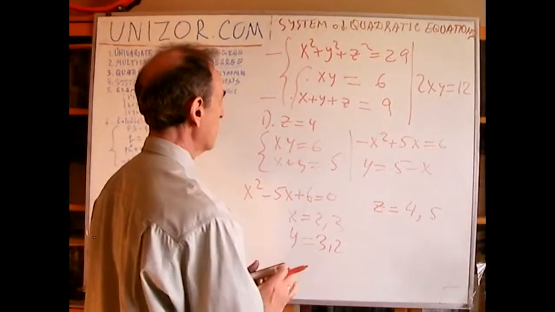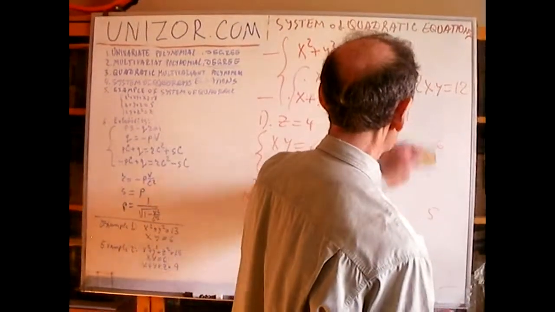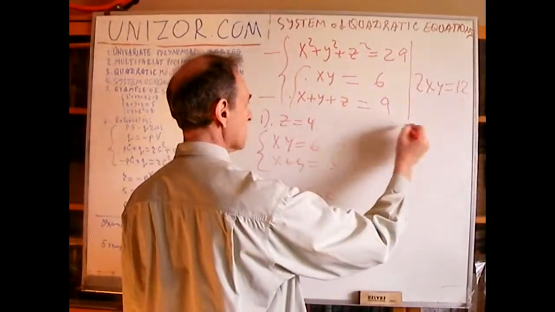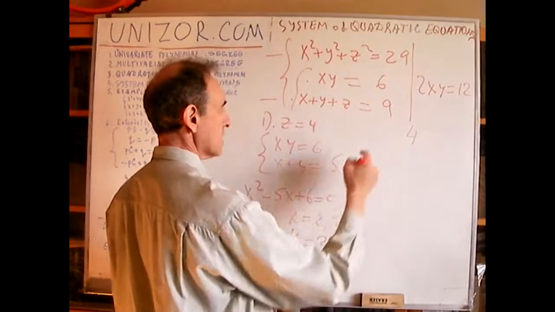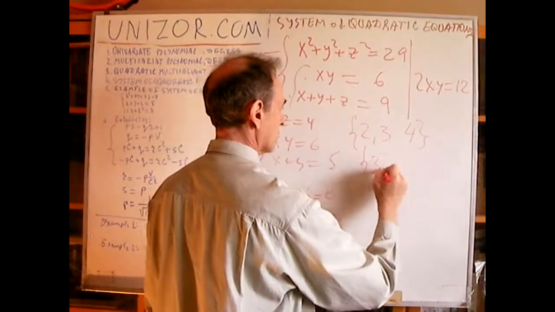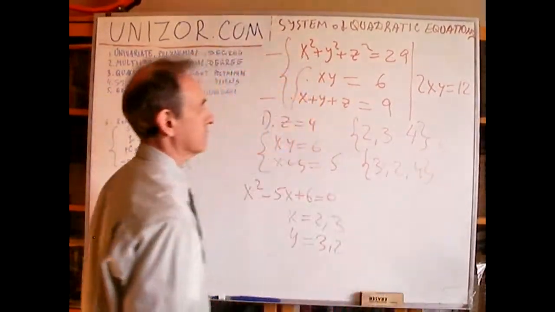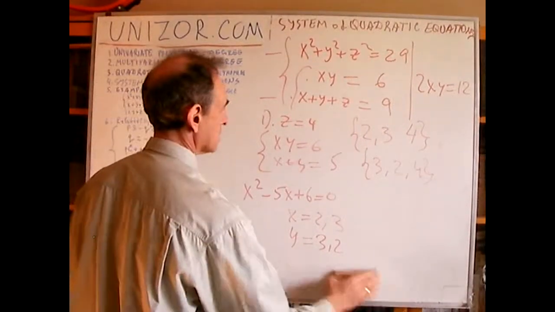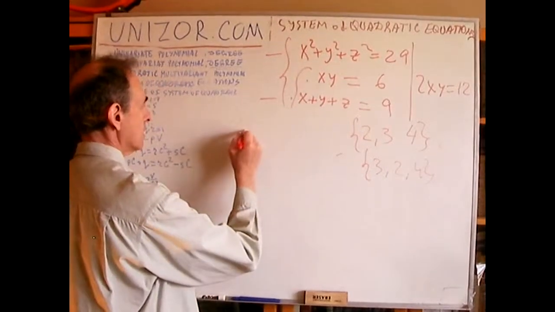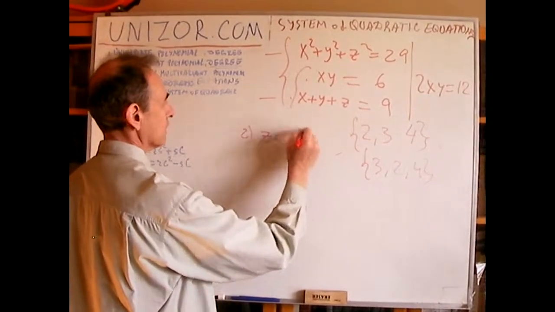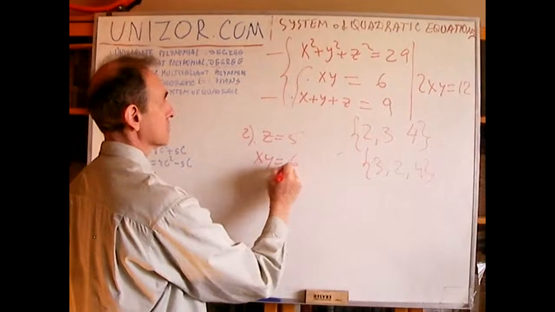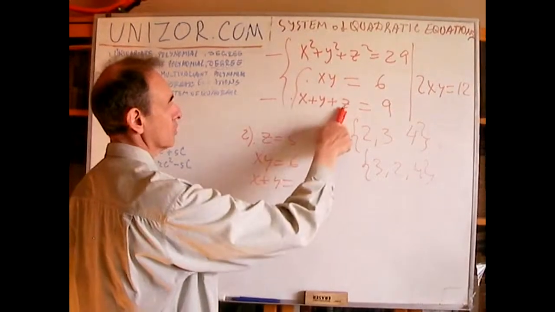So what we have right now is, and it's very important not to lose our ends: z is equal to 4, and x is equal to 2 and y is equal to 3, or 3, 2, 4. That's what we have in this case. That's number 1. Number 2, when z is equal to 5. Same thing here. I have xy is equal to 6, x plus y is equal to 4.